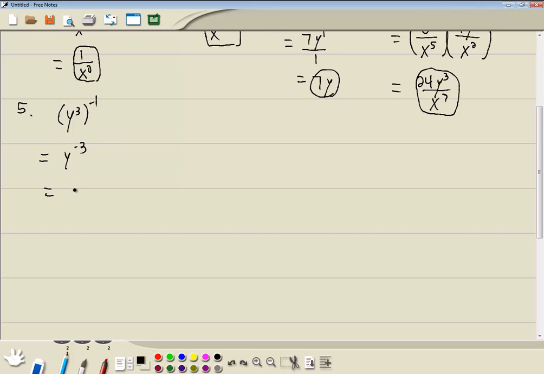Now we don't want negative exponents, so I'm going to put this over 1, create a fraction, and we're going to move the part with the negative exponent opposite where it's at in a fraction. So this y to the negative 3, I'll move down below. And when I move it down to the denominator, it becomes y to the positive 3. And then we got a placeholder of 1 up there. That would be our answer.